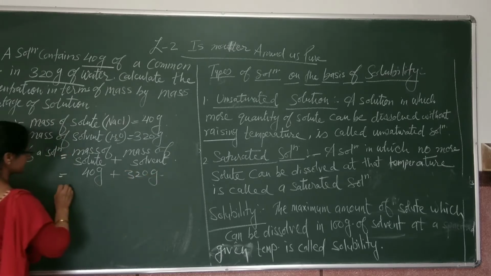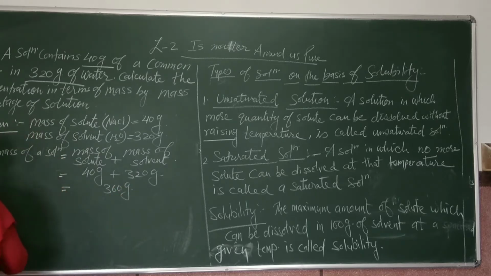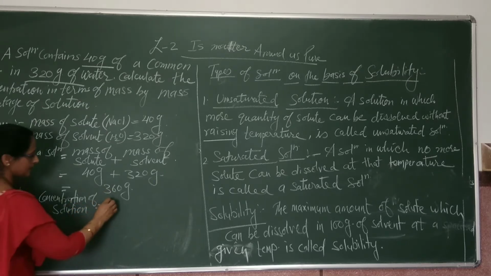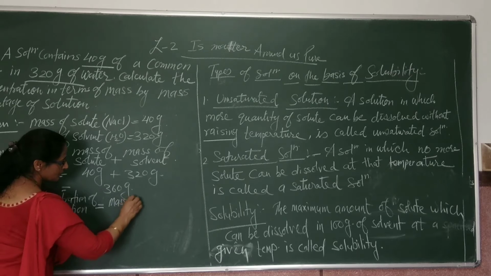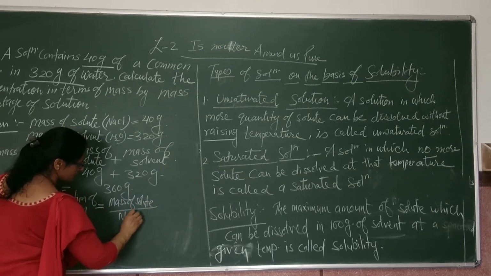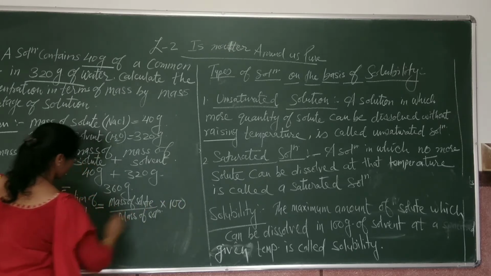320 gram, it gives 360 gram. Now we know that, फॉर्मूला आपने पता है, we know that concentration of a solution is equal to mass of solute upon mass of solution multiplied by 100.